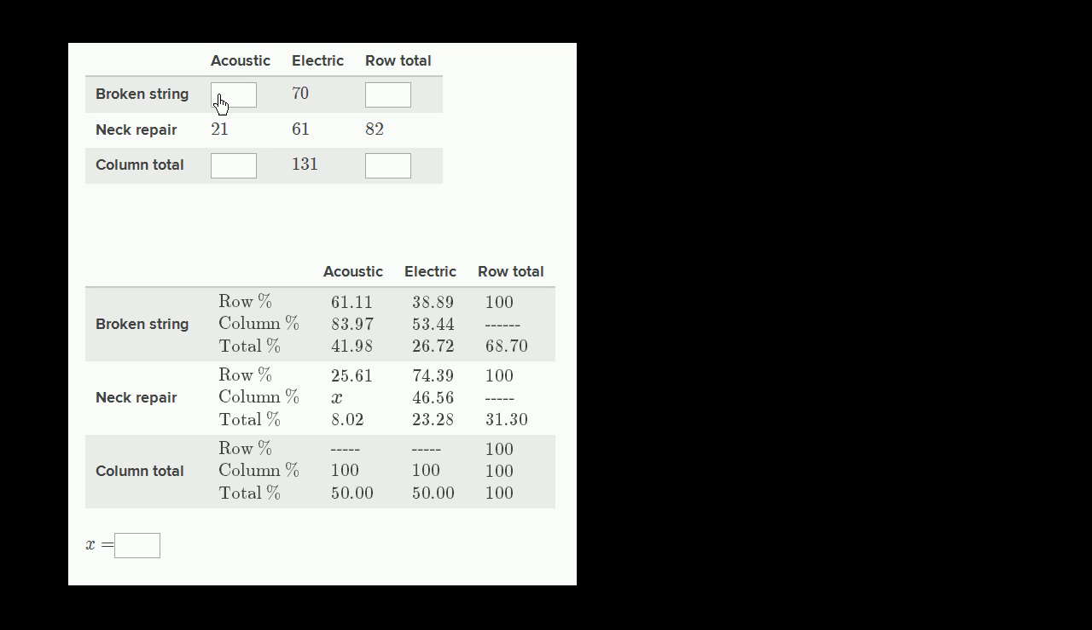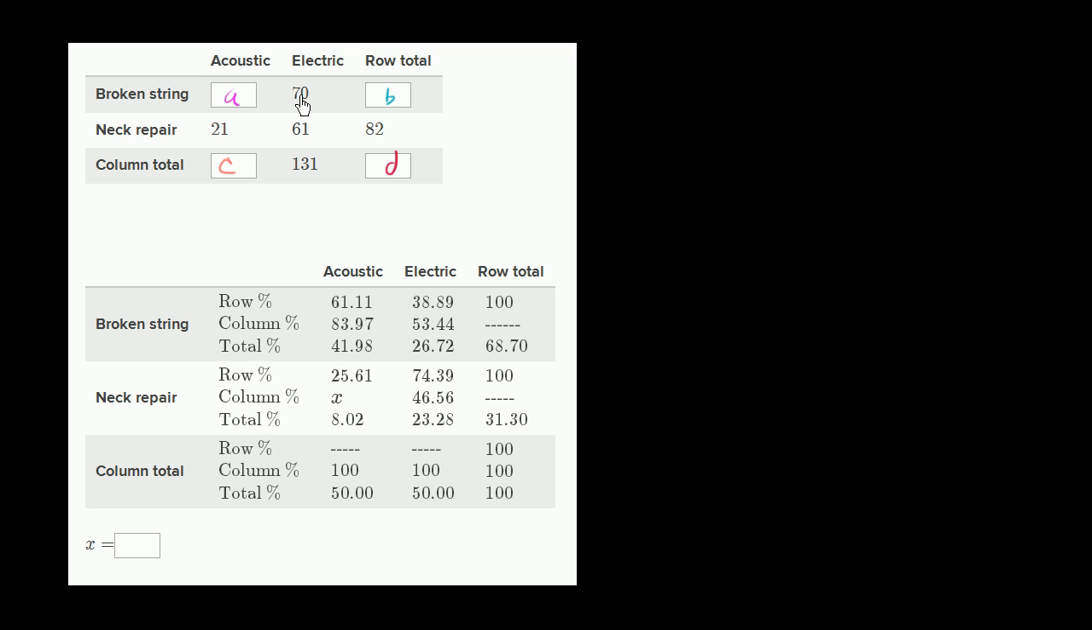So just to simplify things, I'll give all of these letters just so that I can keep track of them. Let's call this A, let's call this B, let's call this C, and let's call this D. And then they are saying that this right over here is x. X is this value right over here. So we'll just leave that as x. So let's see what we could figure out.